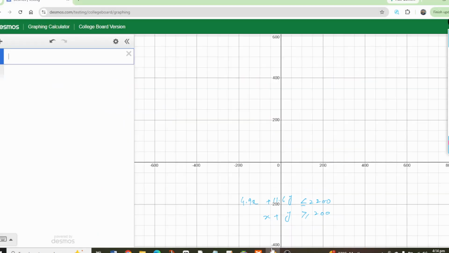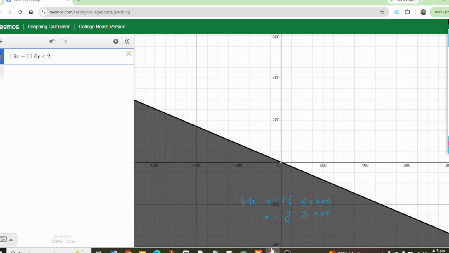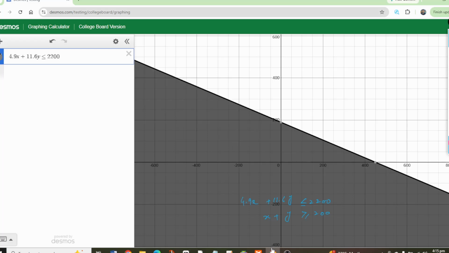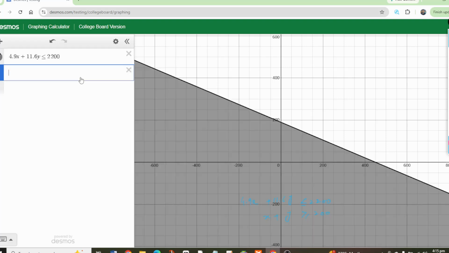Okay, so we have 4.9x plus 11.6y, that is less than or equal to 2200. That's our inequality. Okay, here it is. All right, now the second inequality is x plus y is greater than or equal to 200.